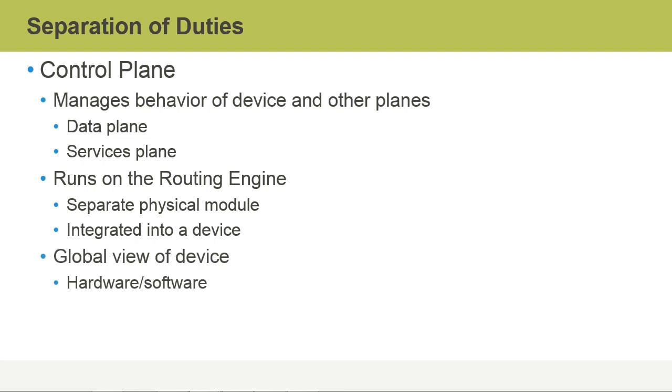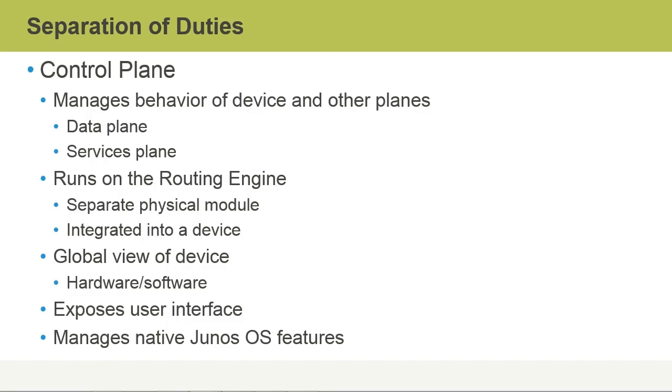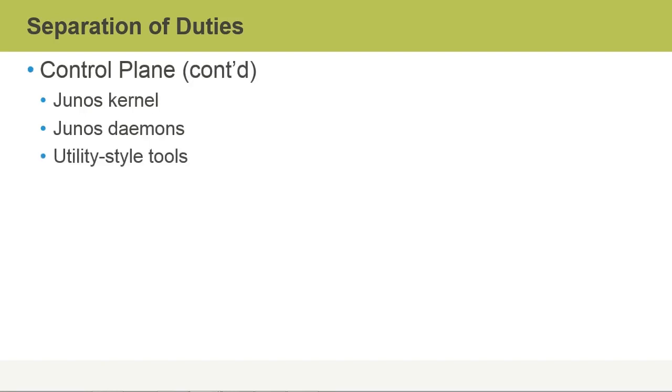It's important to understand and take away from this that by virtue of this architecture, the control plane gets a comprehensive view of the hardware and software infrastructure that it's running on. And as part of this paradigm, the control plane is also responsible for providing the user interface and is also in control of the native features of the Junos operating system. So what does this mean?